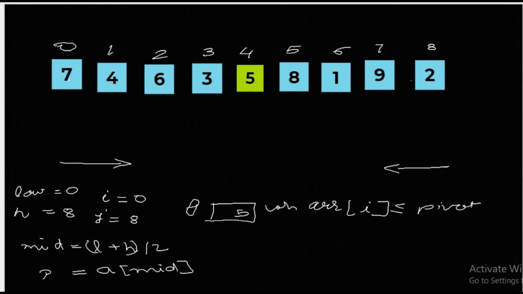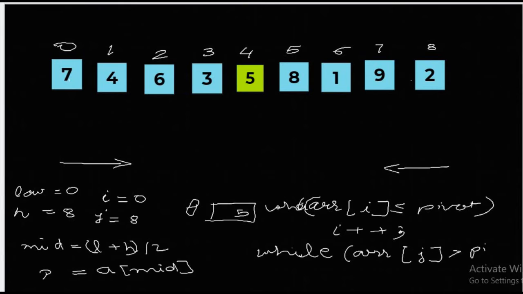So while, here we will use while. While array[i] is less than or equal to pivot, we are going to do i++. So we will move the pointer. In the same way, while array[j] is greater than pivot, then what we are going to do? We will do j--.